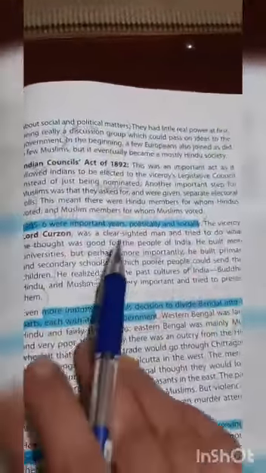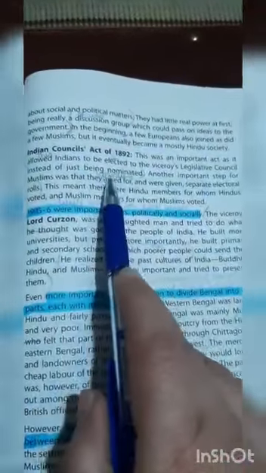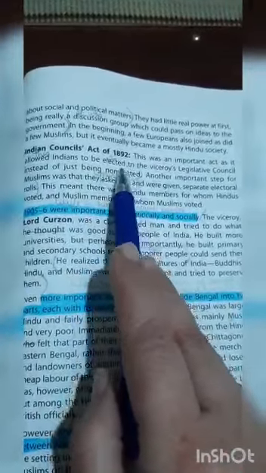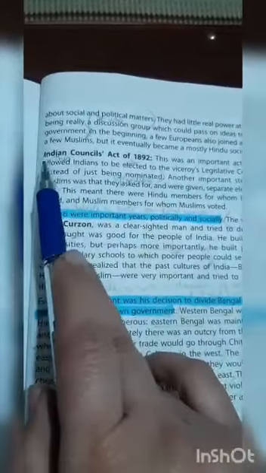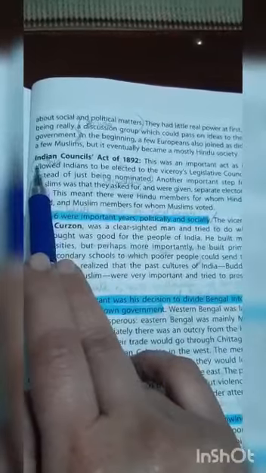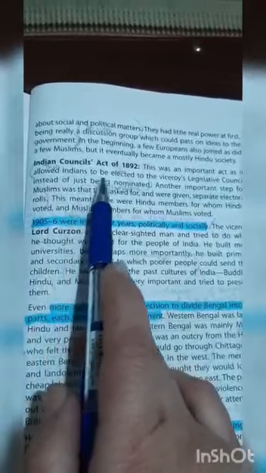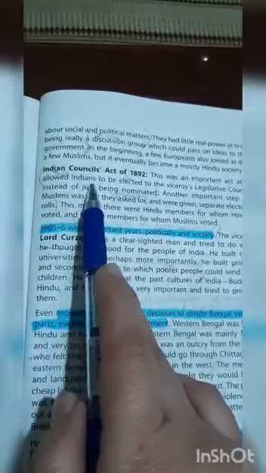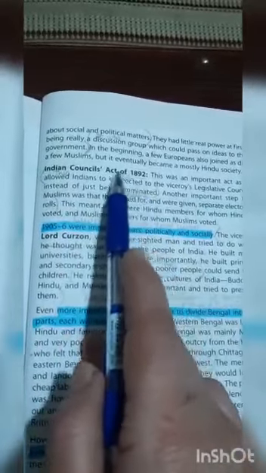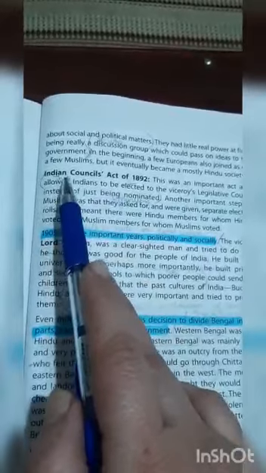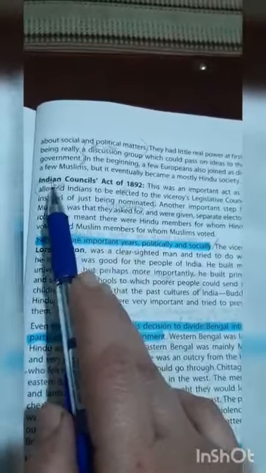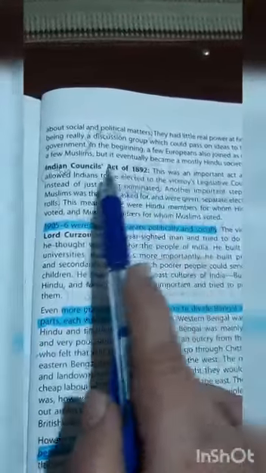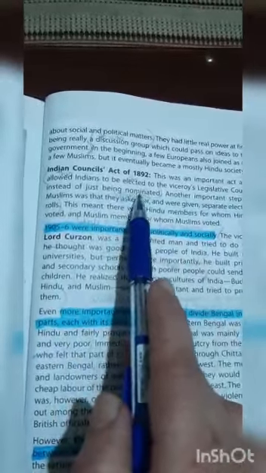Now we will see what are the main or important points of the Indian Councils Act of 1892. Here you will start writing from here. This allowed Indians to be elected. Now you can see the difference. Yes, in this third law in 1892, you can see that this time Indians are allowed to be elected to the Viceroy's Legislative Council instead of just being nominated or chosen.